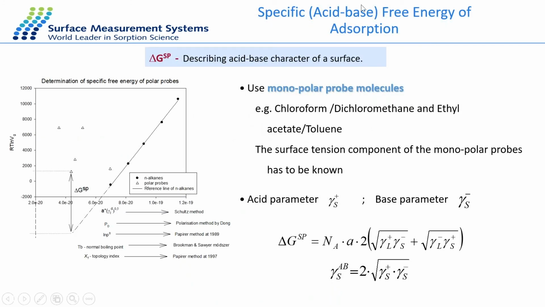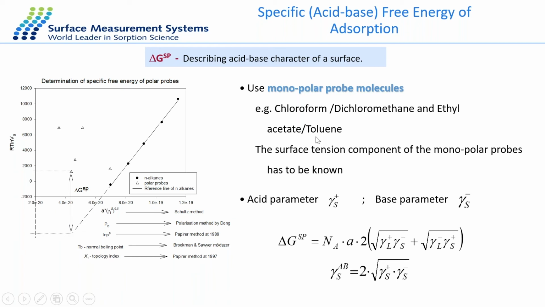Once you have the alkane line, and if you inject the different polar probes, the specific Gibbs free energy of polar solvents can be determined, which is the vertical difference between the measured polar point and the projected data points on the reference line.